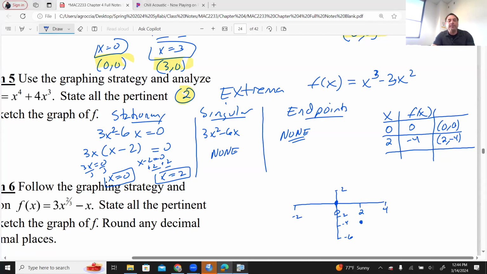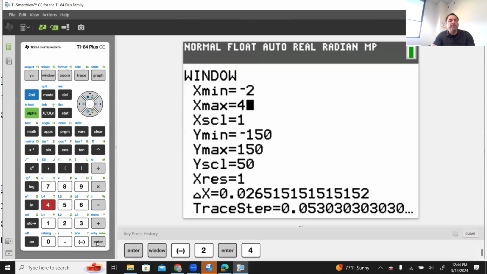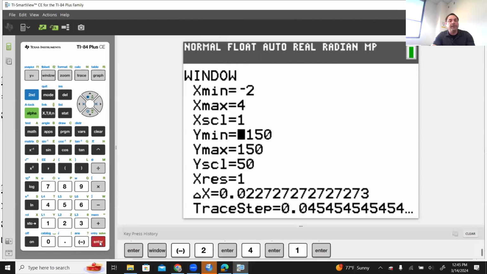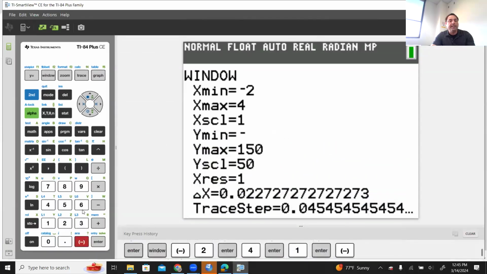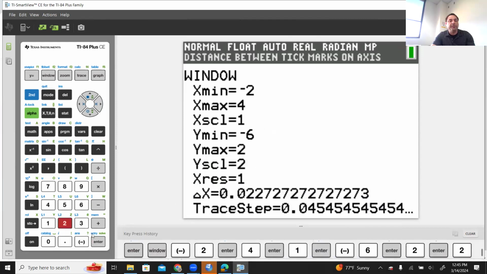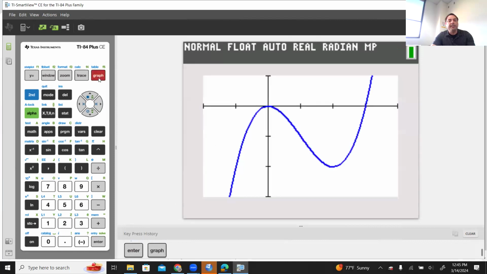So we go to the calculator, go to window, -2 to 4, counting by ones. Then we did -6 to 2, counting by twos. Okay. Hit graph. It goes up, goes down, goes up, down, up.